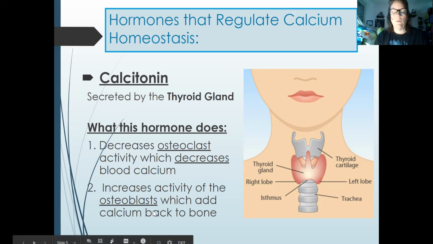Okay, so it's going to help balance out the amount of calcium in your blood and help maintain it if it's gotten too high. So if blood calcium levels have gotten a little high, calcitonin is going to be the one that comes in and helps regulate putting the calcium back into the bone and takes it out of the bloodstream.